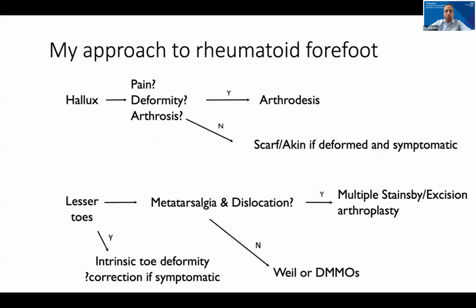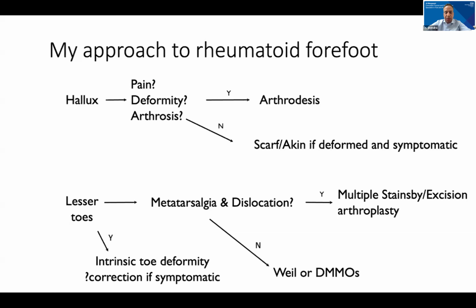So what's my approach when I see somebody with a rheumatoid forefoot? If they've got a hallux that's got deformity in it, i.e. valgus, do I need to do arthrodesis? If the joint is arthritic, it's a simple answer. If it's very, very deformed and you want a stable first ray, then yes, do the arthrodesis. But if it's a correctable deformity and the disease is well under control, then you can do a scarf Akin or you can do MIS bunion, whatever works in your hands.